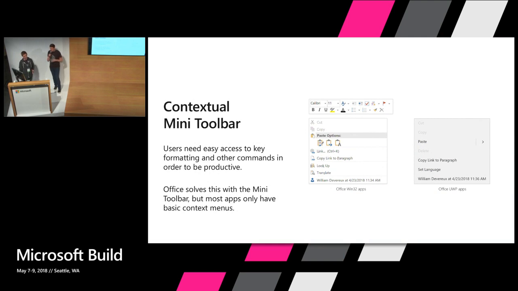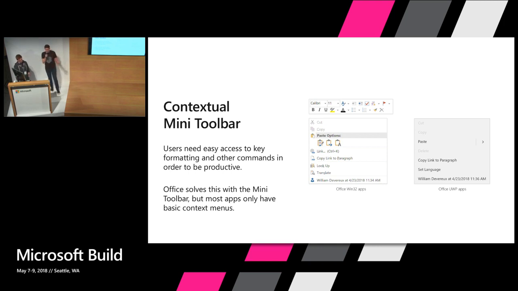One thing we repeatedly hear from users is that they want easy access to commonly used formatting commands, like bold, highlight, and bullets. Again, this goes back to what Chris said about meeting users where they are. Office has a great solution for this called the mini toolbar, which displays these commands in a floating menu right next to where the user is working. By providing these commands in context, users can focus on their content and reduce scrolling and mouse travel and other distractions.